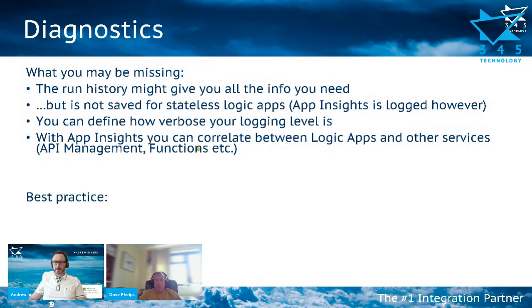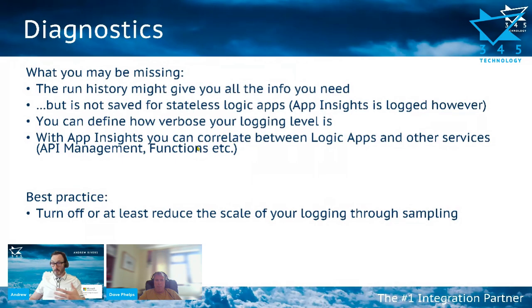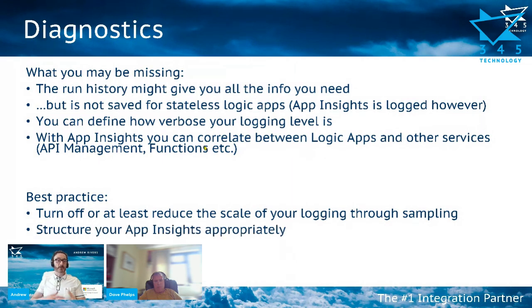So some of the best practices here: you can reduce the scale of your logging through sampling if you don't need it all, and we will dive into that in a bit more detail. There's also how you can structure your App Insights, because you don't just have to have one, you can have multiple App Insights stores, and then you can configure those. Is there anything else on configuring App Insights that you feel needs to be highlighted to everyone, Dave?